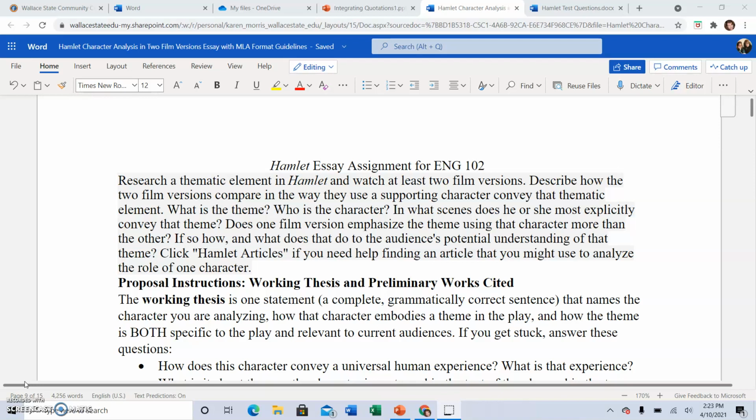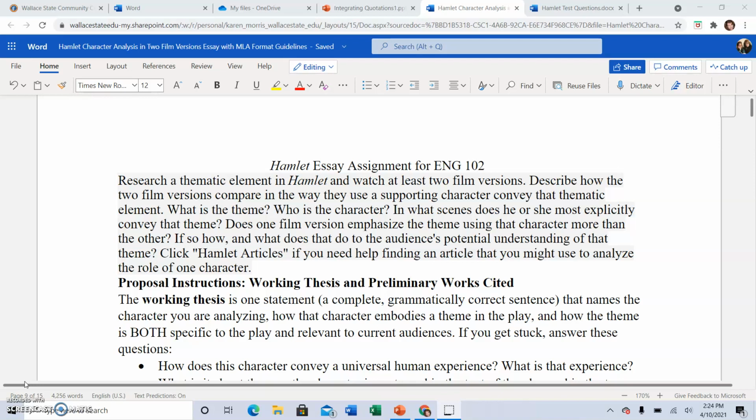So the idea is that you are not writing about the title character, Hamlet. You're writing about one of the minor characters. And the reason for that is that if you really compared Hamlet in 2 film versions, the main character, you would have a much longer paper. Or the paper would be very much on the surface level, I'm afraid. So I really want to challenge you to dig deep and notice details and give me something really thoughtful and meaningful about how a minor character conveys a specific theme that you have discovered in the play.